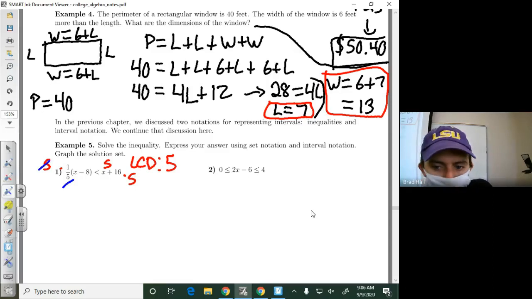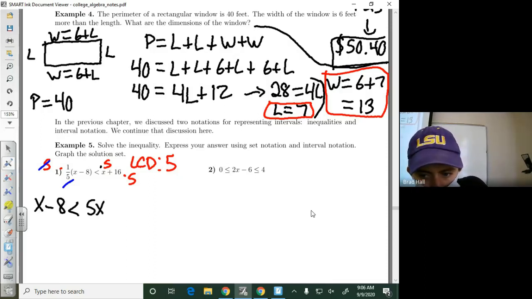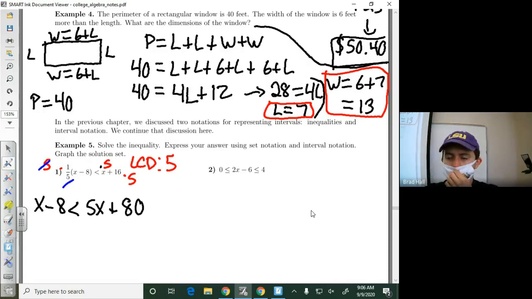Naturally, the 5s cancel. And we're left with x minus 8 is less than. I see an x times 5, which is a 5x. And I see a 16 times 5, which is 80. And so now that we applied the least common denominator, all the fractions are gone. And we can go ahead and start combining like terms.